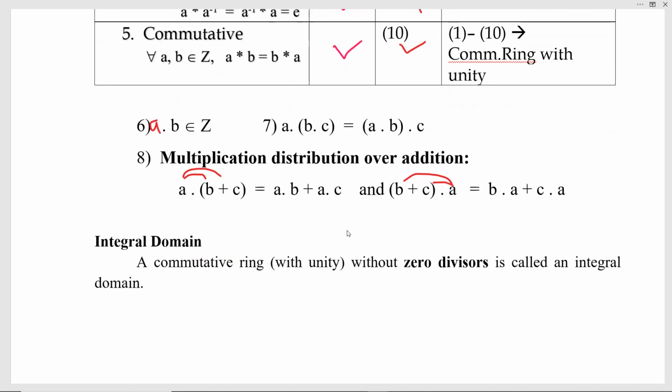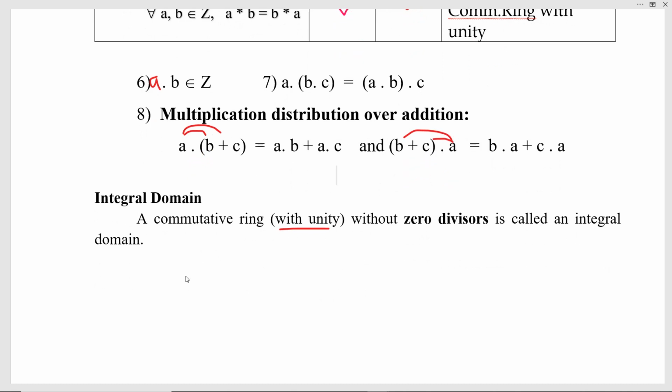Now see integral domain, another concept. A commutative ring with unity without zero divisors is called an integral domain. Whether an integral domain must have unity or not: some say it must have unity, but some others say unity is not necessary. Like that they are giving in books. So be careful when you are attending the question. That's why I put this in brackets. So this is optional.